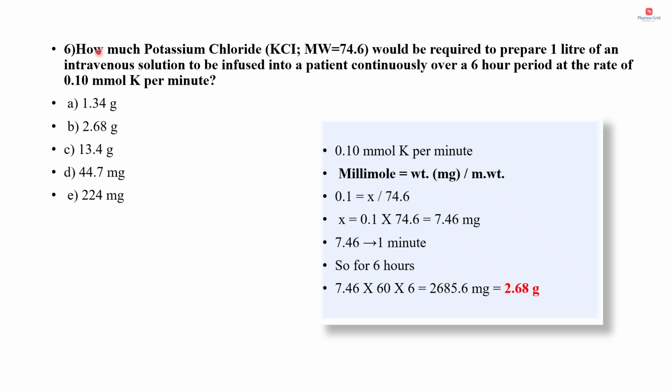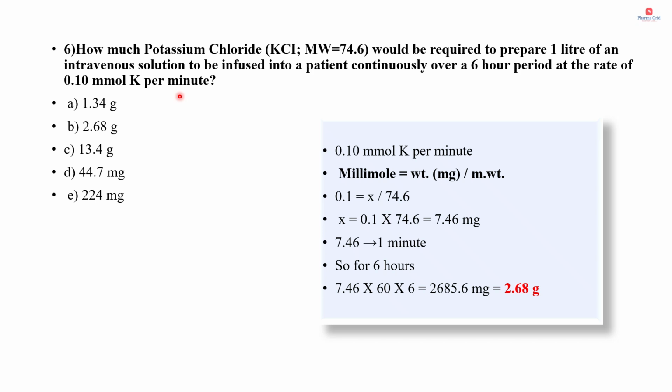So in this question, we need to find out the amount of potassium chloride required to prepare 1 liter of an intravenous solution, and it should be infused into the patient for a period of 6 hours, and the rate is given in millimoles, that is 0.10 millimole potassium per minute. Okay, so these are all the data given in this particular question.